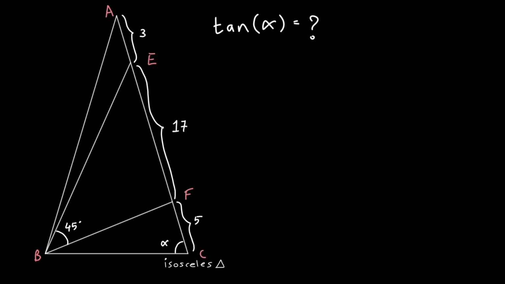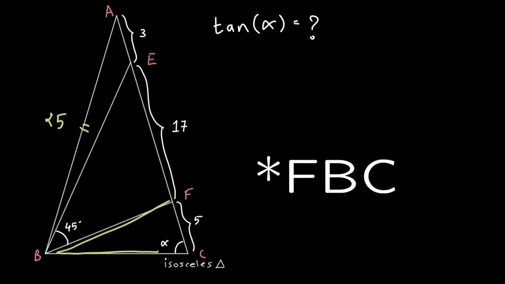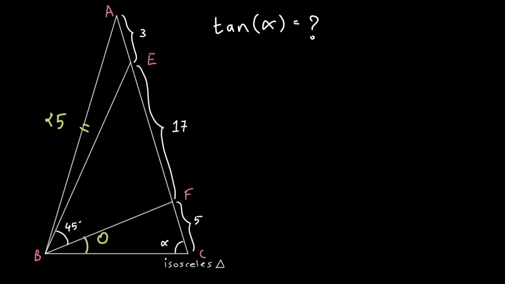So first of all, as per the given data, the triangle ABC is an isosceles triangle. This means the length of the line segment AC equals the length of the line segment AB. Now the length of the line segment AC is equal to 3 plus 17 plus 5, that's 25. This means AB would also have the same length, that is 25. Okay. Now let the angle BFC be equal to a variable theta, and the length of the line segment BC be equal to a variable K.